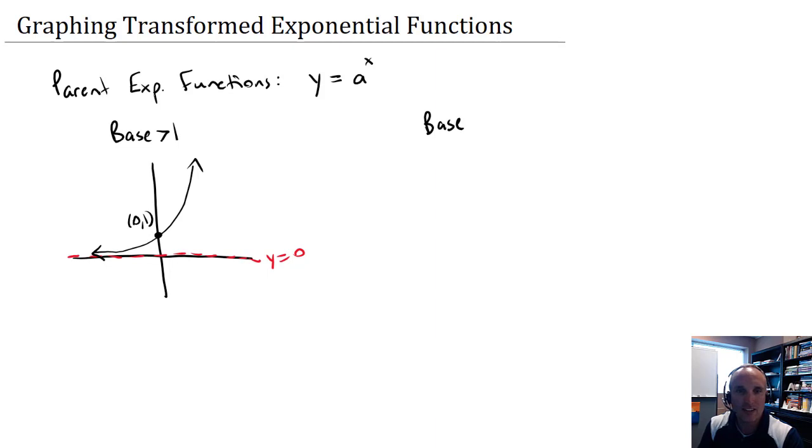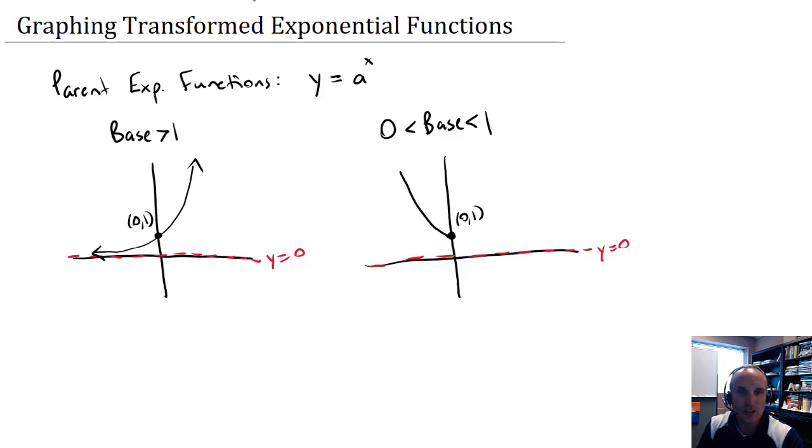If the base is less than 1, but still positive, still bigger than 0, well, it's still going to go through the ordered pair 0, 1 because the number to the 0 power is 1. And it's still going to have an asymptote at y equals 0, but it's going to grow exponentially to the left and shrink exponentially to the right. And you can see that pretty easily if you look at particular values of the base a.